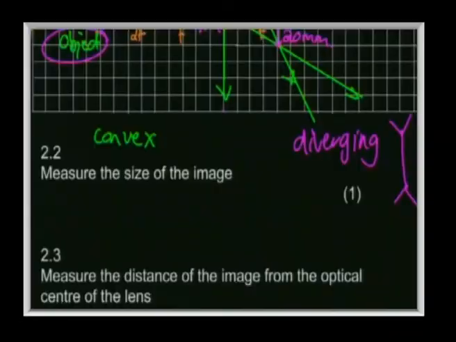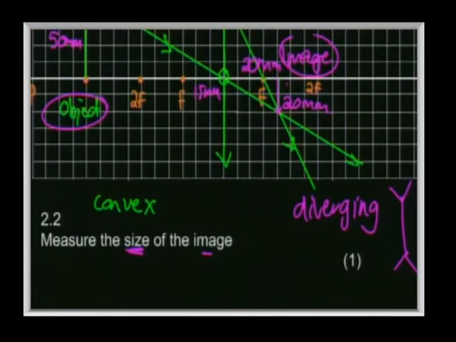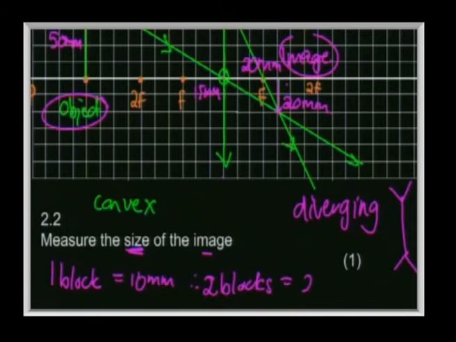We can now answer questions 2.2 and 2.3. They want us to measure the size of the image. Again, that is easy because we have used graph paper. We can go back and say, okay, two blocks. One block is equal to 10 millimeters. So therefore, 2 blocks is going to equal 20 millimeters. And that is then the size of my image that is formed.